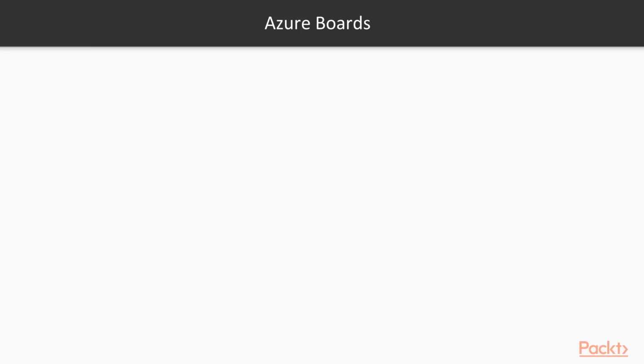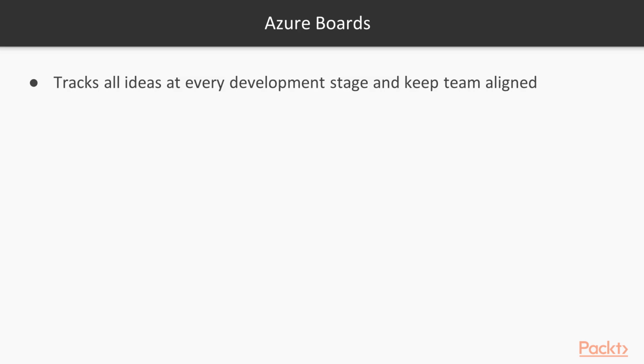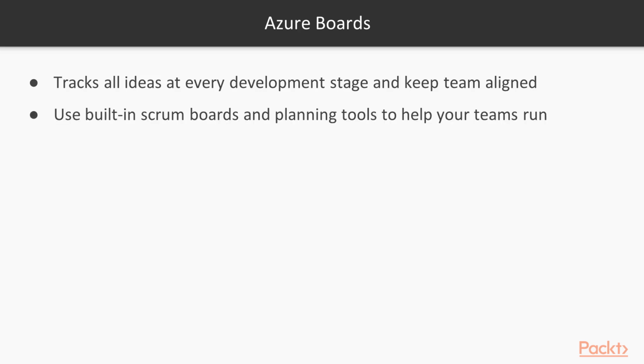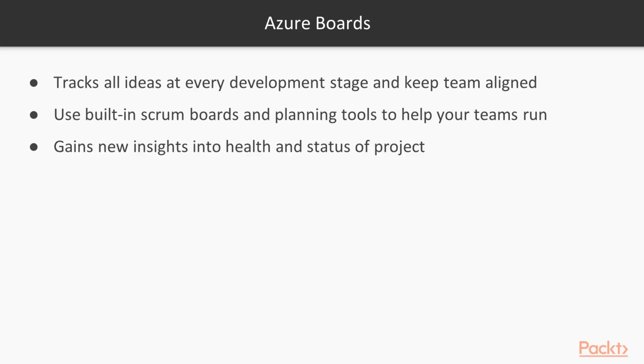First is Azure Boards. Azure Boards helps you plan, track, and discuss work across your teams. It tracks all of your ideas at every development stage and keeps your team aligned with all code changes linked directly to work items. It's Scrum ready. You can use built-in Scrum boards and planning tools to help your teams run sprints, stand-up, and planning meetings. It's built for insights. It gains new insights into the health and status of your project with powerful analytics tools and dashboard widgets, all of which are extremely useful to keep on top of progress.